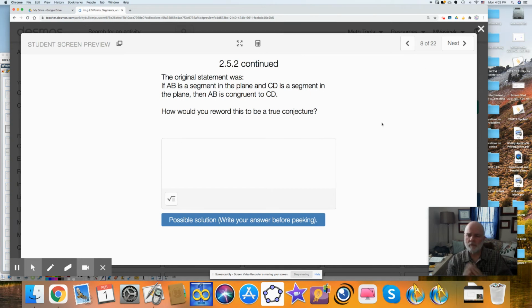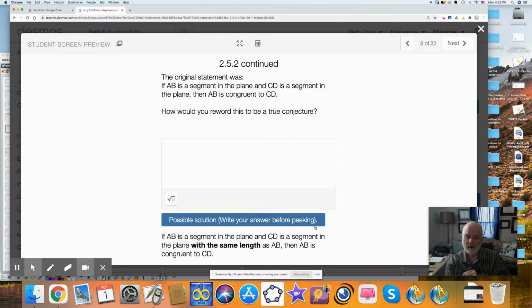The original statement was, if AB is a segment on the plane and CD is a segment on the plane, then AB is congruent to CD. And I just showed you that that's not necessarily so. I gave you a counterexample. How could you reword this to make sure that it's always a true conjecture?